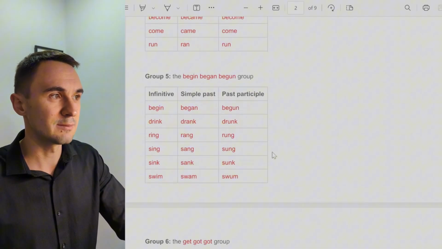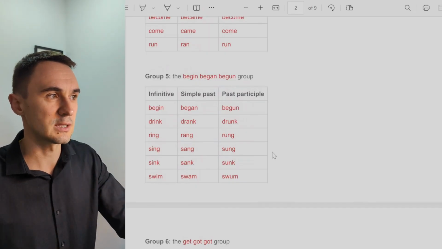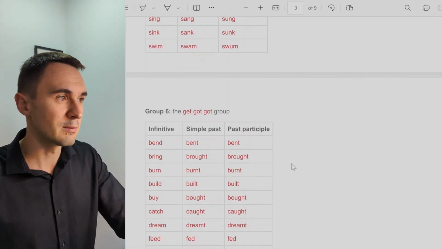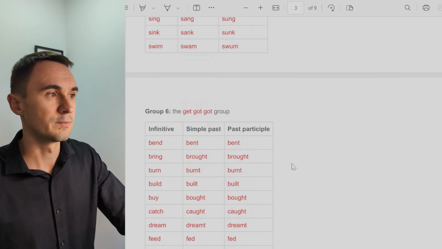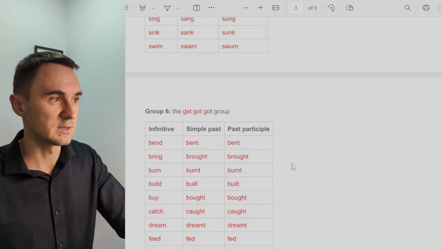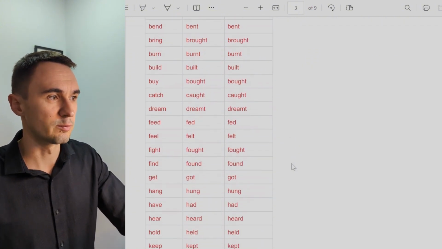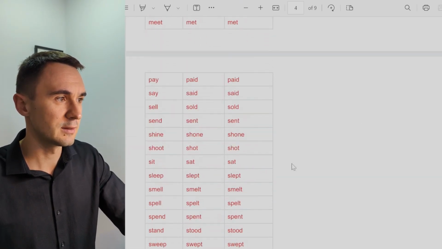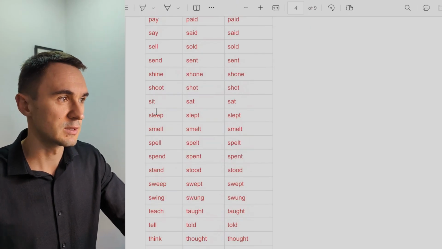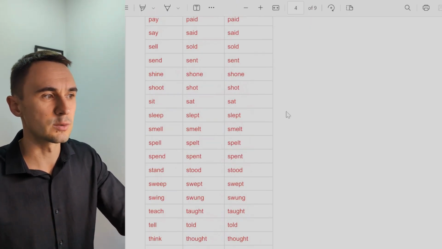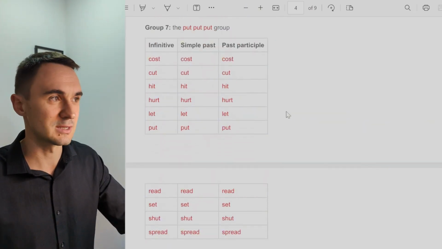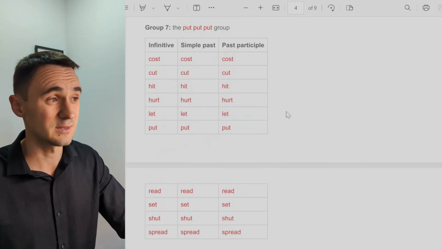Group number 5 is begin, began, begun. This is the one I had in my previous slide. And as you can see, swim, swam, swum is there too, right? Group number 6, get, got, where we have the first form and then the second and third are the same. Something like build, built, built, or sleep, slept, slept, yeah? So the second and third forms are the same. And then group number 7, put. All forms are the same, just like cost, cost, cost, cut, cut, cut, and so on.